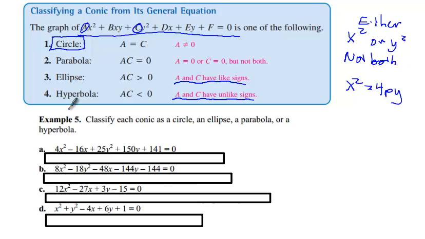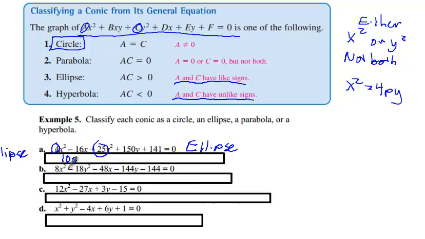So let's look at some examples. So first thing you have to do is go identify A and C. These are both positive, so I get a positive 100 out of these. They're different, so it's not a circle, and it's greater than 0. So this is an ellipse. Oops, I think I'm off screen here, so we'll call that ellipse.